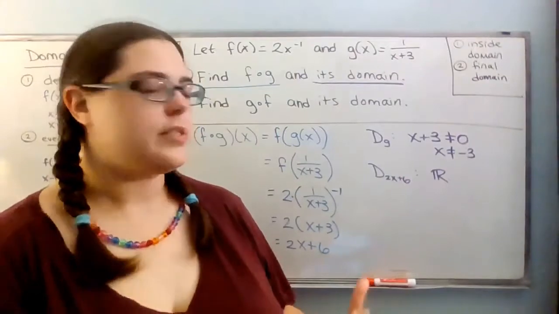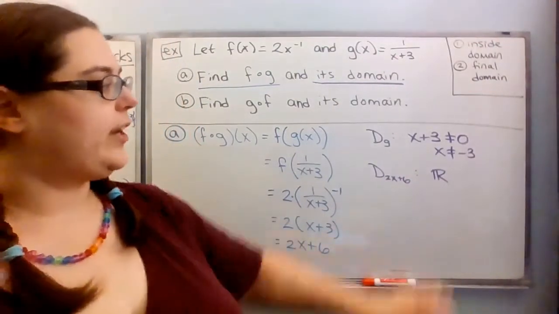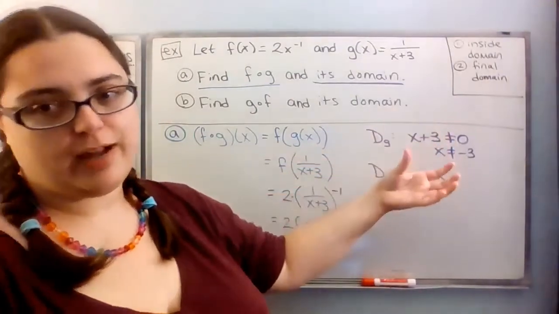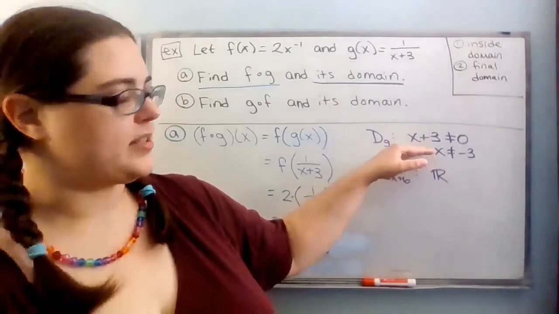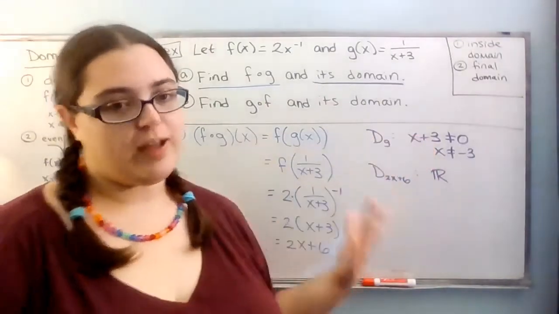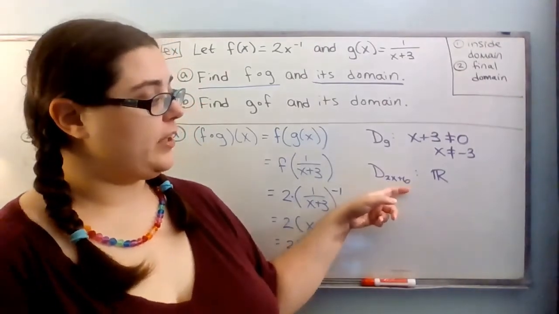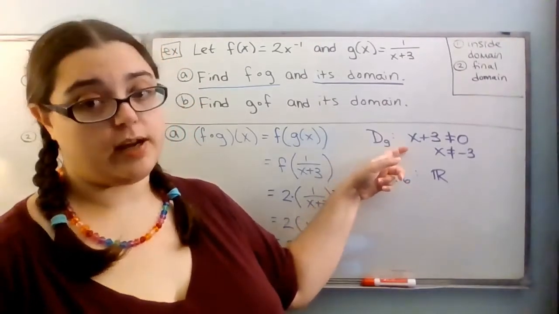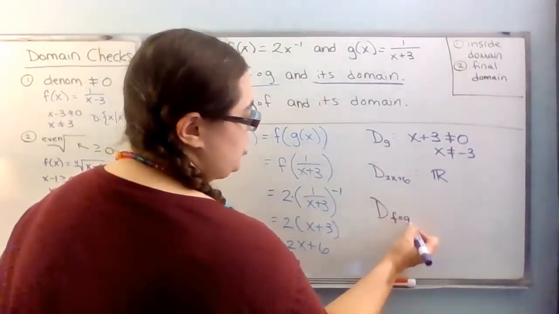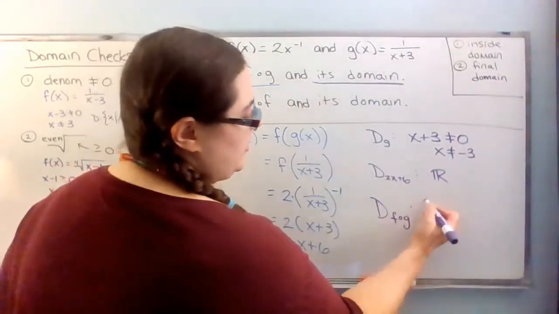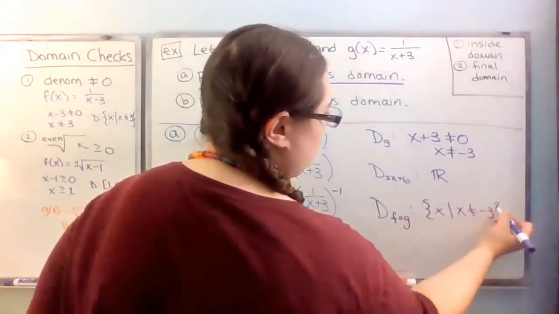So what this means is to find the domain of f composed with g, we now have to see where these two things overlap. So all real numbers and all real numbers except for -3 are going to overlap everywhere except for at -3, right? So this domain allows -3, but this one does not. So the domain of f composed with g is going to be everything that is not -3.